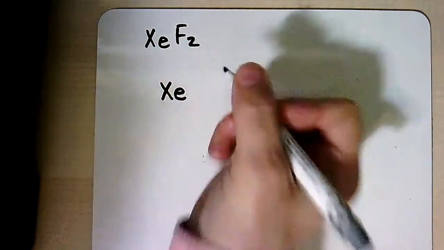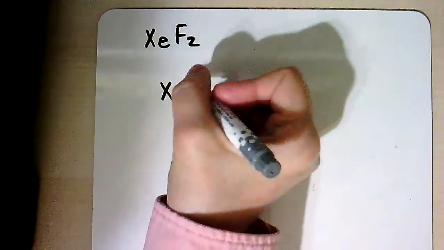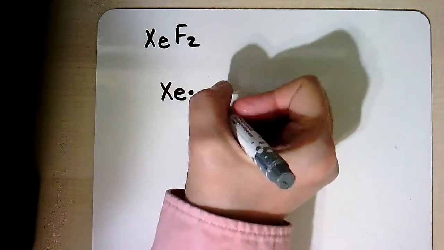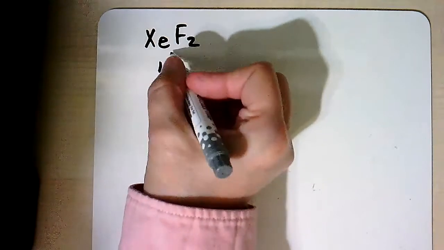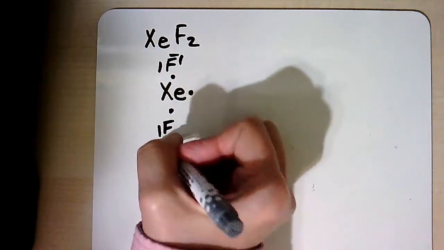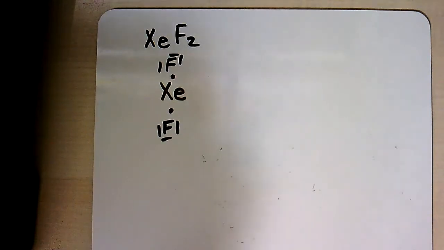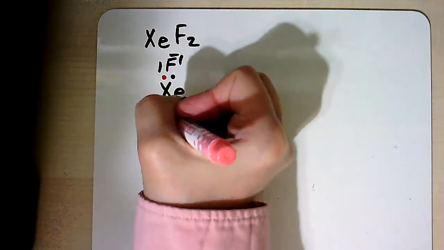Xenon has how many electrons? It has 8 electrons. And here it needs to make 2 bonds to the fluorine. So we're going to need to use 2 of those electrons like that. So here's the fluorine. Well, let's put this up here. And then here's another fluorine here. And I'm going to erase that for a minute. And then we'll put xenon's electrons in pink. 1, 2.